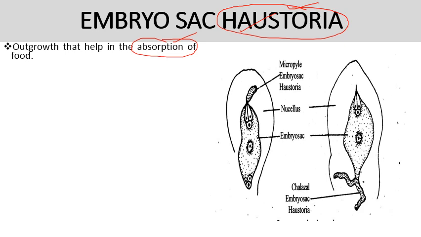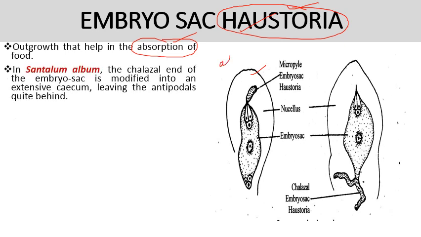And the embryo sac and its components have been reported to become haustorial in some cases. They develop these outgrowths, and these outgrowths serve as an additional organ of absorbing nourishment. It becomes an additional organ of nutrient absorption.